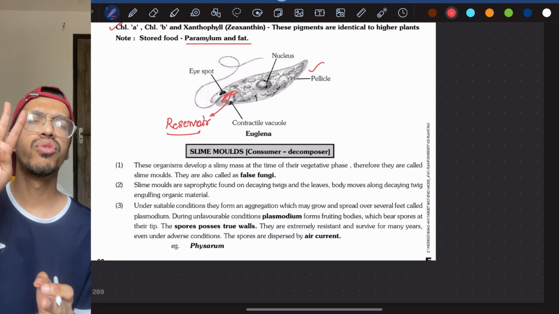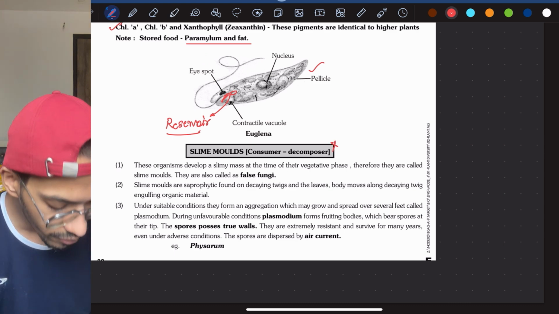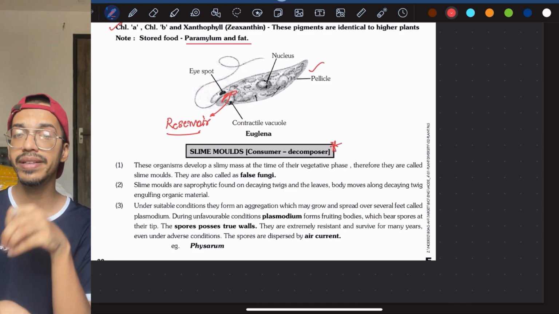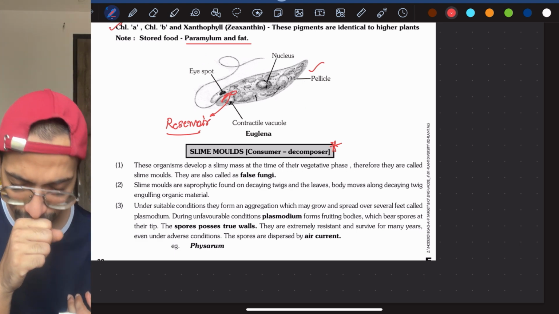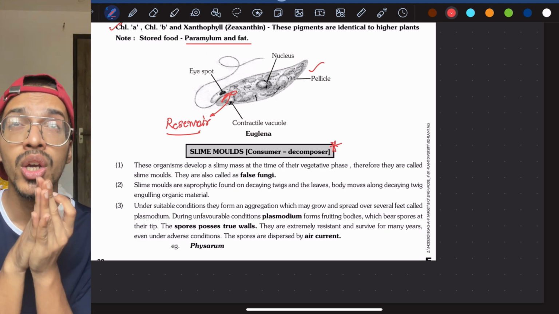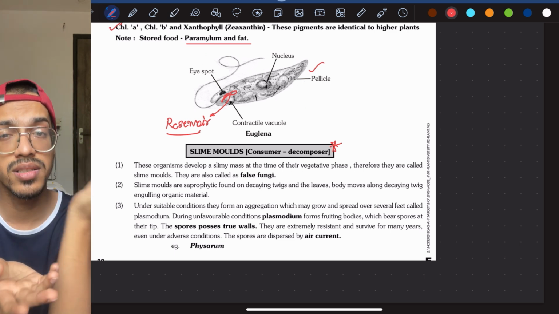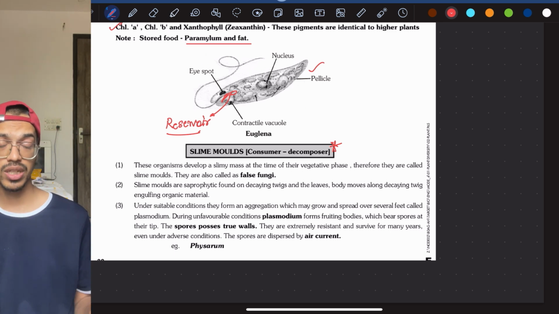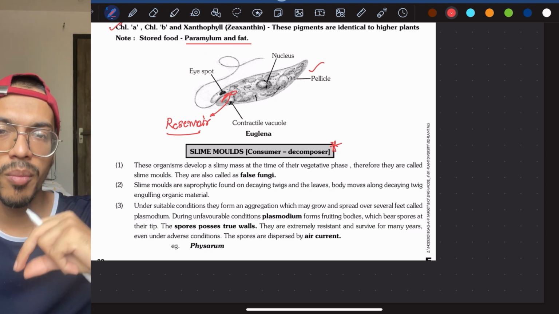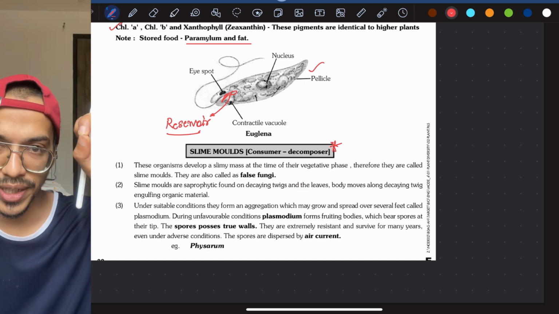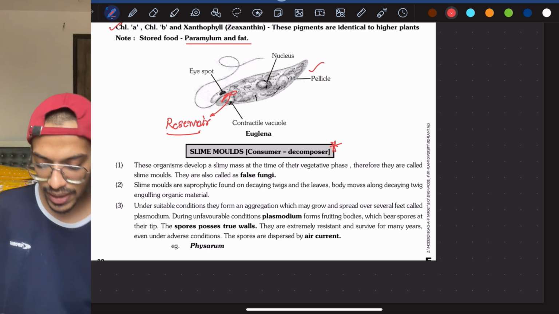Then comes the fourth one, that is slime molds. Slime molds come under the category of decomposers, means they feed on dead decaying organisms. They have vegetative reproduction. Vegetative reproduction is what? Certain cell body parts start reproducing vegetatively. Here how will they form? Initially I told you, they will form a sporangium, that is a fruiting body. Sporangium is a fruiting body or the sac in which spores are present. Same thing is happening over here.